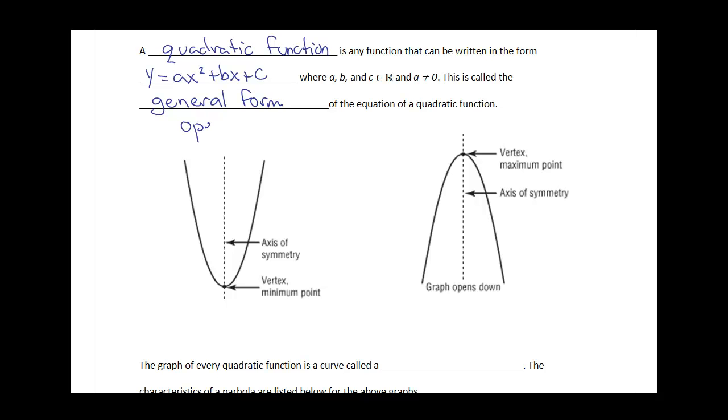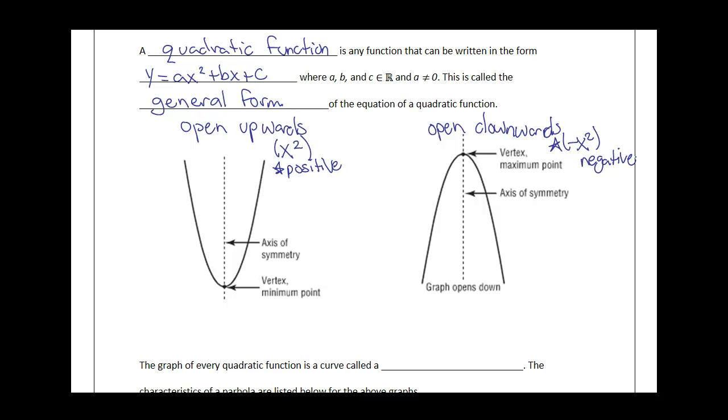You'll see that we have two different types here. One is opening upwards and one opens downwards. The difference between those two is that the leading coefficient on this one is a positive x squared, and the leading coefficient here is a negative x squared. So when things are positive, we are smiling, opening up, and when things are negative, we are frowning and opening down.